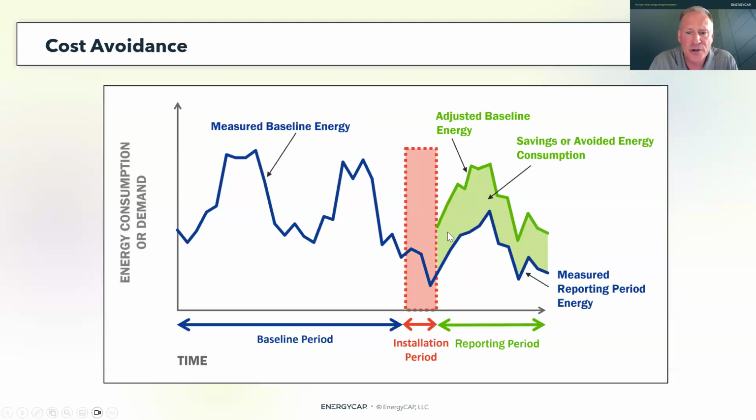So in this particular picture, the green shaded area represents the savings that occurred as a result of some event that took place. That is the concept of cost avoidance.